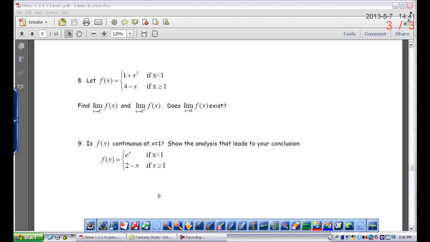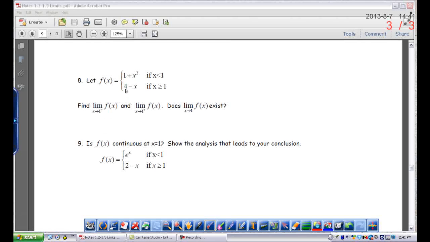All right, on number 8, we have another piecewise function. However, this time I just want to know the limits as x approaches 1 from the left and as x approaches 1 from the right. Now, if you wanted to, you could graph this piecewise function, but you don't have to, because the limit as x approaches 1 from the left means that I'm going to plug 1 into the equation where the x values are to the left of 1. And that's going to be this top one, because that's where x is less than 1.